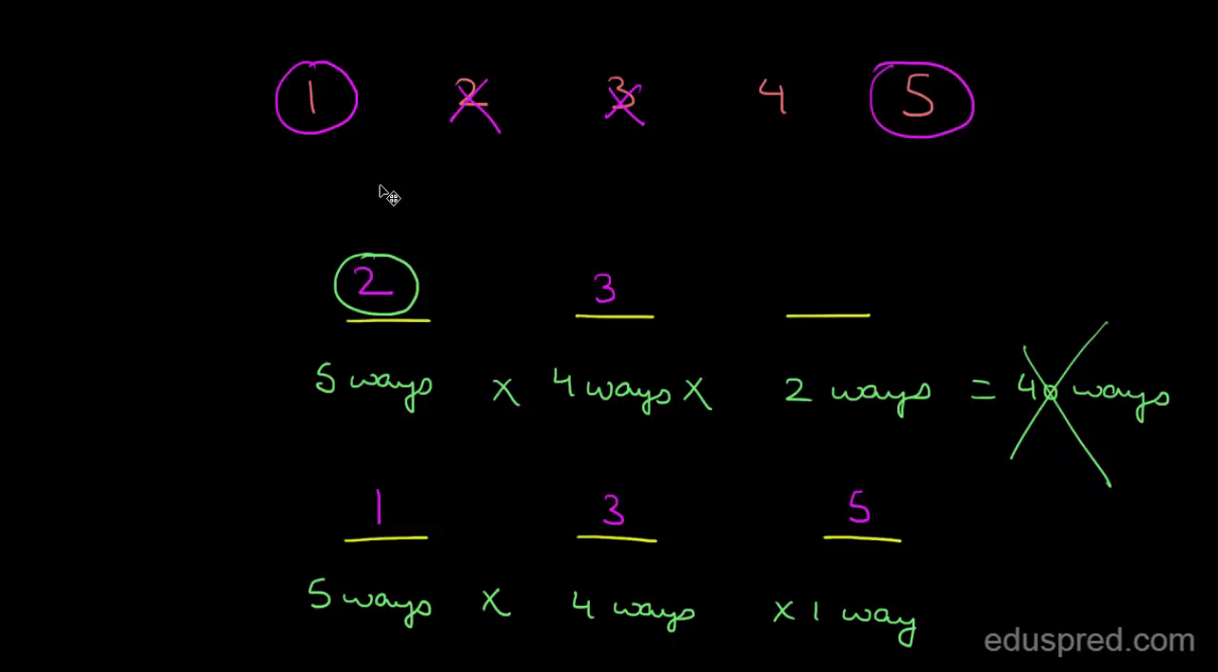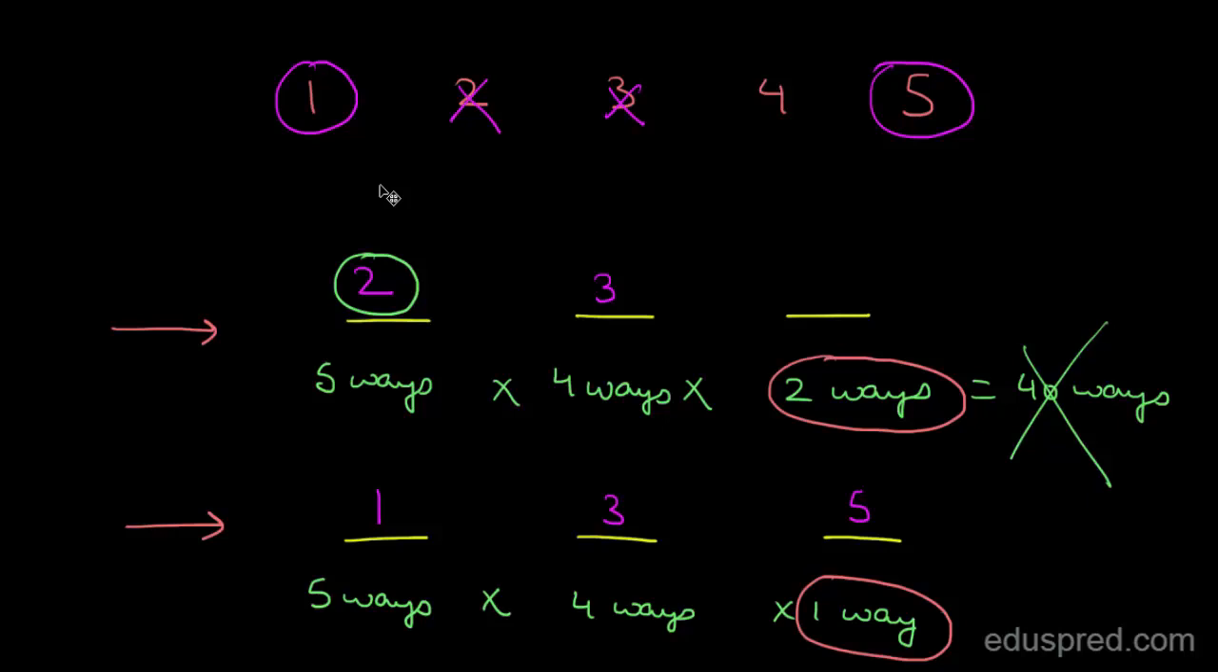Now note that you are getting conflicting answers here for the number of ways in which we can fill the third slot. So when we started with the first slot and we assumed that the first number is 2 and the second number is 3, we had two ways to fill the units place. But when we change the numbers, when we assume that the first number is 1 and the second number is 3, we have only one way to fill the units place.